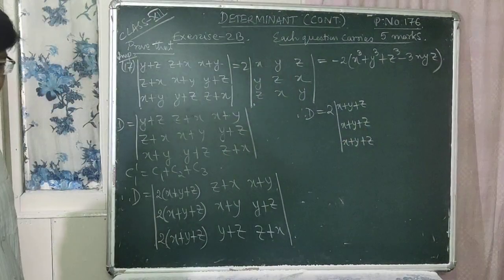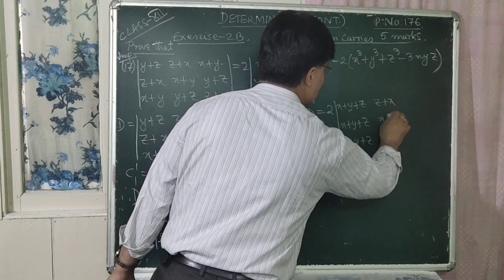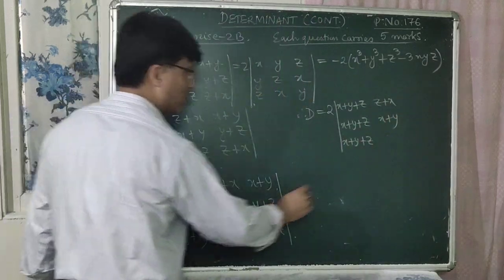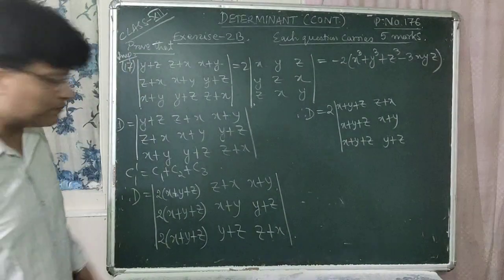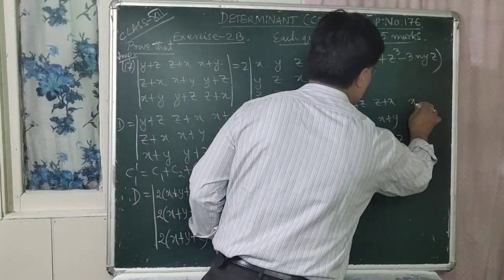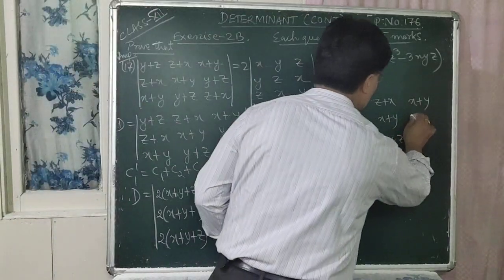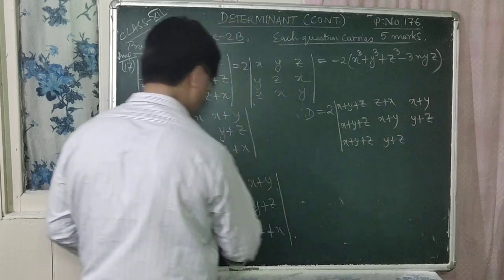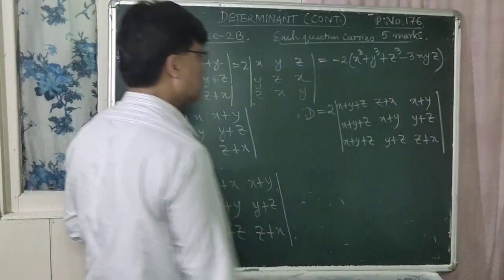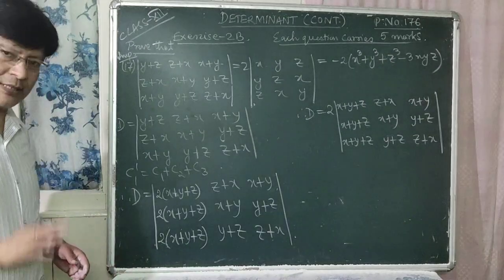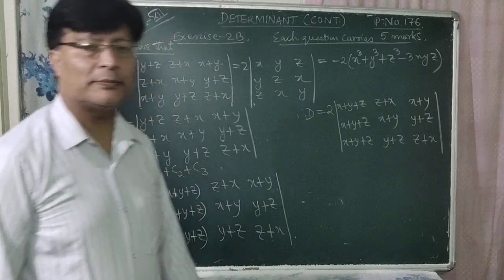Now write the second column. What is the second column? Z plus x, x plus y, y plus z. Right? And what is the third column? Third column also remains the same. That is x plus y, next y plus z, and what is the next one? It is z plus x. Is that clear now?